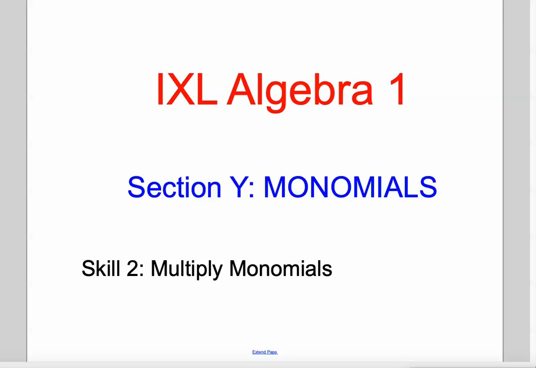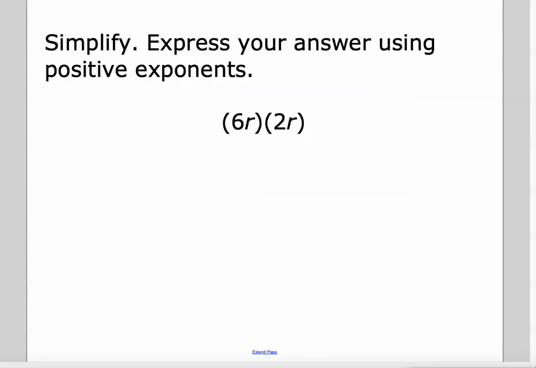We are continuing on with section Y of Algebra 1 in IXL, which is monomials. We were identifying monomials in skill 1. Now in skill 2, we're going to start multiplying monomials. All right, simplify, express your answer using positive exponents.